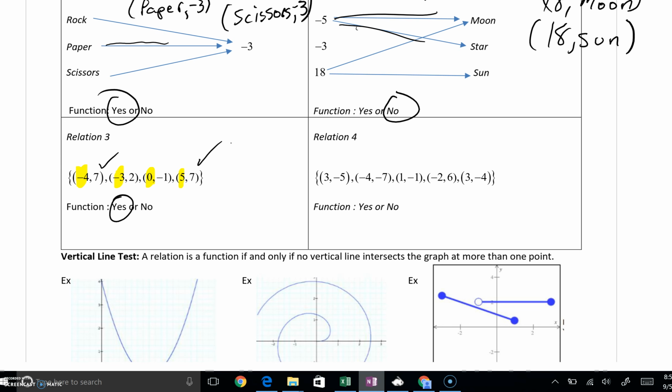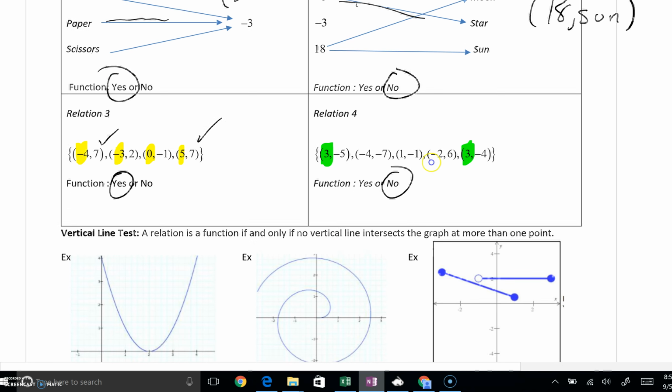How about relation 4? No, I'm hearing a lot of kids say no. What's the problem? You get a repeat. Where? 3, comma, -5, 3, comma, -4. Your X value has shown up more than once. If X ever shows up more than once, you don't have a function.